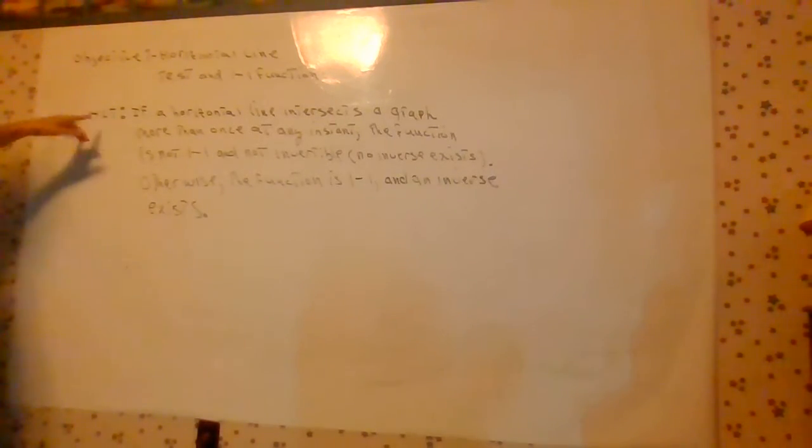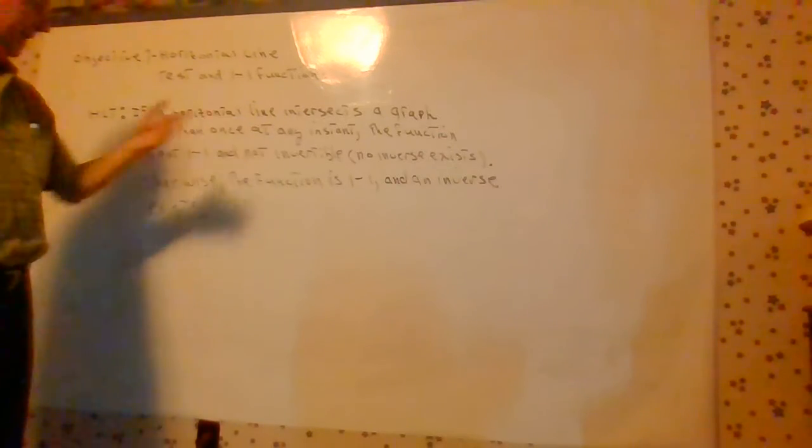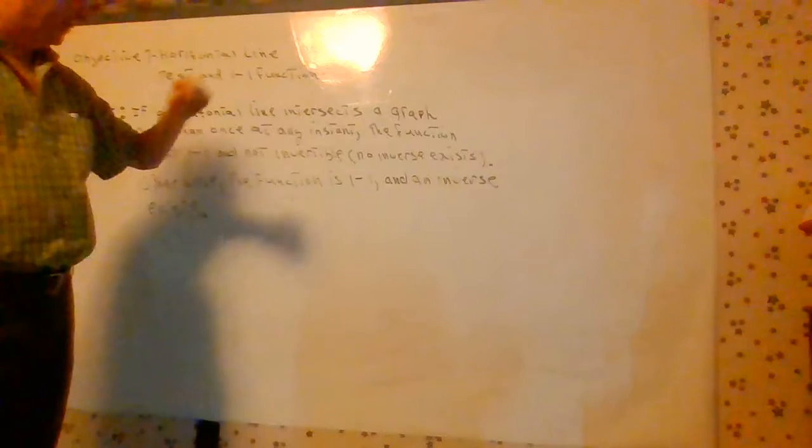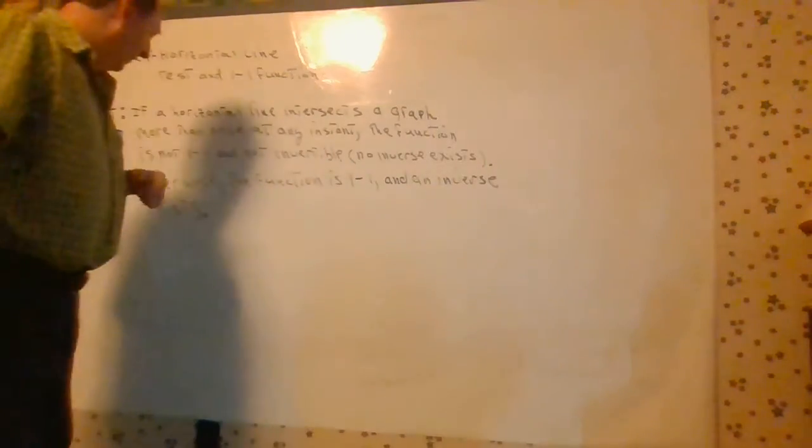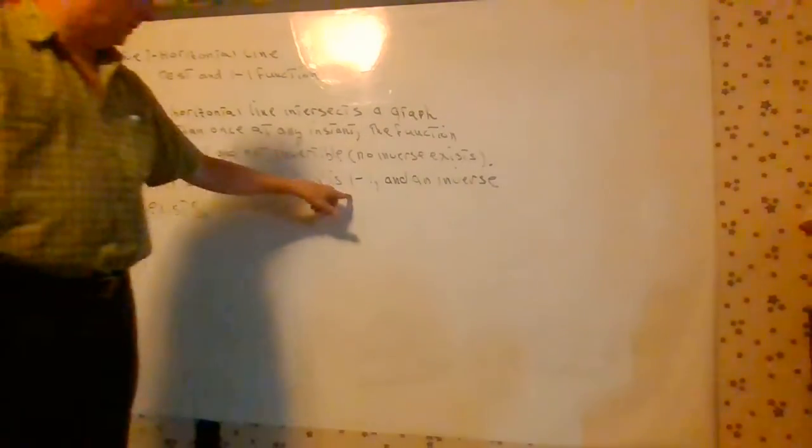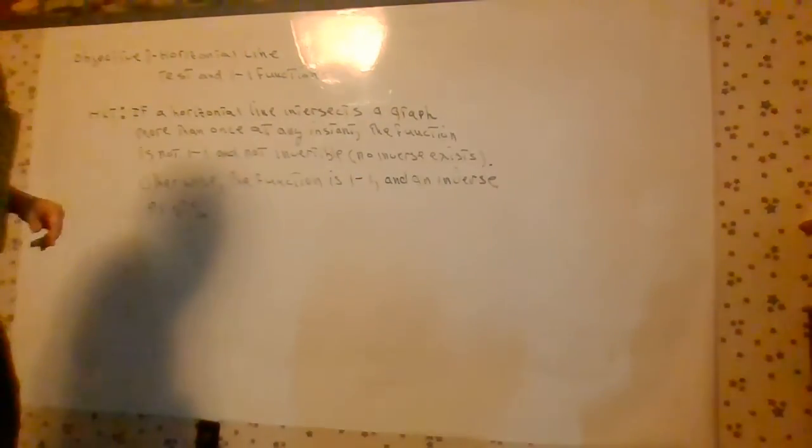Objective 7, horizontal line test and one-to-one functions. Here's something called the horizontal line test. We'll call it the HLT, so we don't have to write it out all the time. If a horizontal line intersects a graph more than once at any instant, the function is not one-to-one and not invertible. And by not invertible, we mean no inverse exists. Otherwise, the function is one-to-one and an inverse exists.